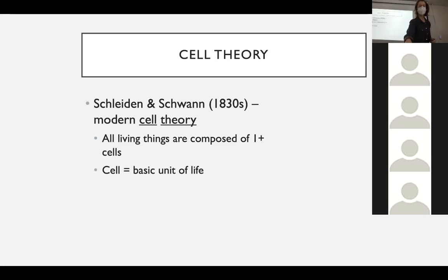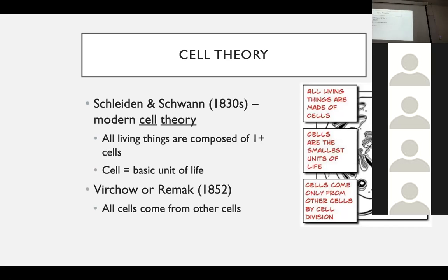And then the final tenet of the cell theory, the 3rd one, came along about 20 years later. I have Virchow or Remak because I can't remember which, but one of them takes the credit, but the other guy actually came up with this 3rd one. Both of their names are associated with this final point of the cell theory, that all cells come from other cells. So a cell can't just magically appear out of nowhere. A cell has to divide in order to make another cell.